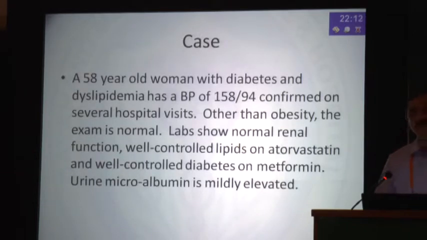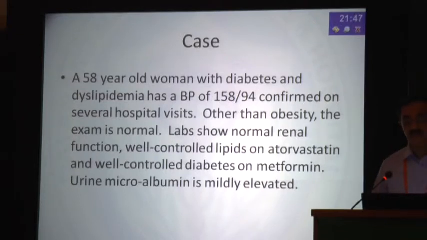Now take the case of a 50-year-old woman who is a diabetic, has dyslipidemia, has a blood pressure of 158 by 94, which is confirmed on several hospital visits. Other than obesity, the examination is normal. The labs show normal renal function, well-controlled lipids on atorvastatin, and well-controlled diabetes on metformin. The urinary microalbumin is mildly elevated.